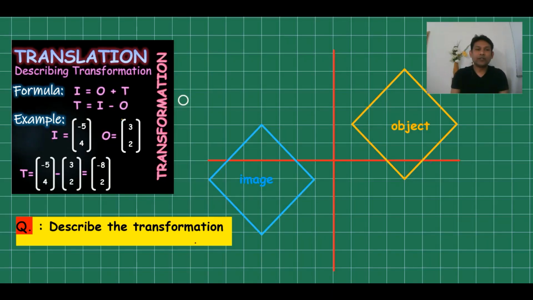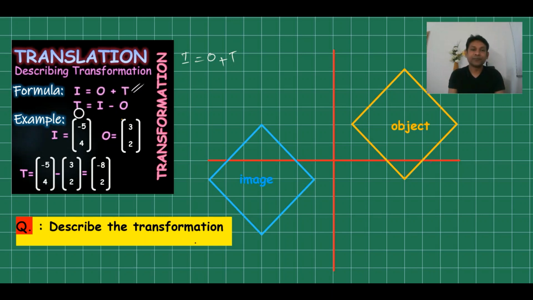So now we are doing how we can describe the transformation in translation. Here it is given, describe the transformation. Image is this and object is this. Again we have two methods, by using the graph or by using the mathematical formula. That's image equals object plus translation.